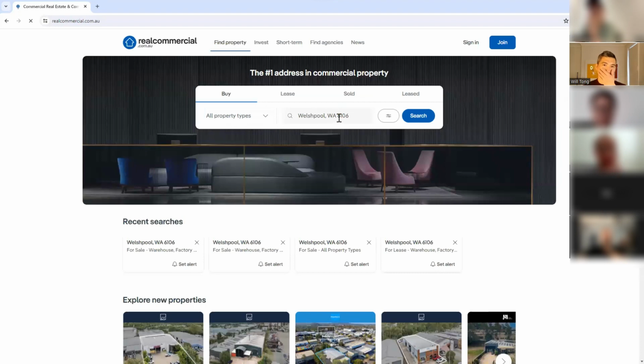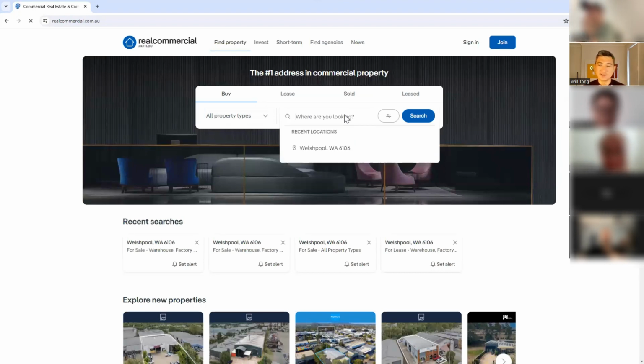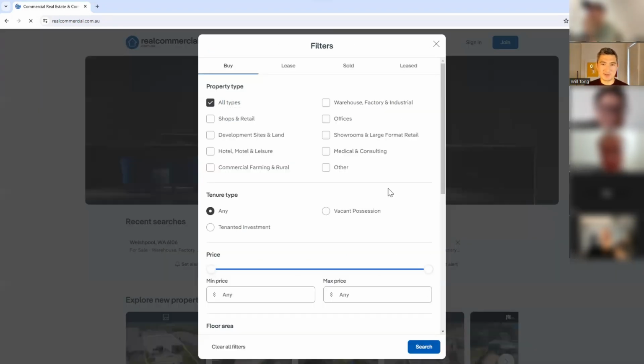I mean, same sort of thing, right? You want to set your criteria. So what's your budget? For example, let's say your budget is 3 million, right? So you set your budget at 3 million, maybe like 1 to 3 million. Maybe we want to do retail.